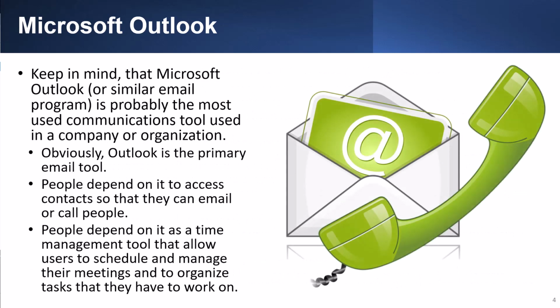Keep in mind that Microsoft Outlook or similar email program is probably the most used communication tool in a company or organization. Obviously, Outlook is the primary email tool. People depend on it to access contacts so they can email or call people. People depend on it as a time management tool that allows users to schedule and manage their meetings and to organize tasks that they have to work on.